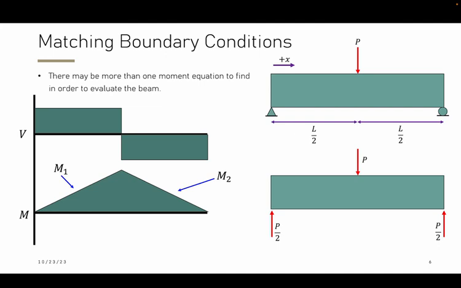Alternatively, we may have situations where we have more than one moment equation, and one of those situations is shown on the left, where there is one equation that relates to the increasing version of our moment and another equation that relates to the decreasing version of our moment, seen in M1 and M2 on the left side shear and moment diagrams, as well as the right side diagram, which shows the loaded beam.